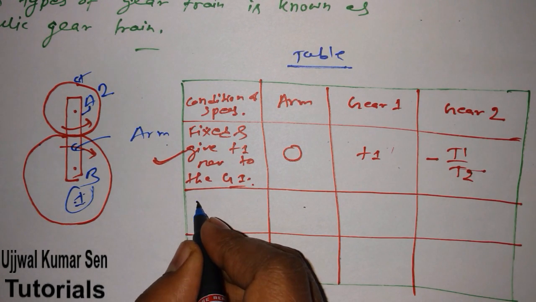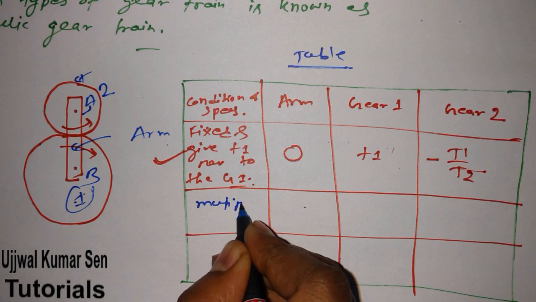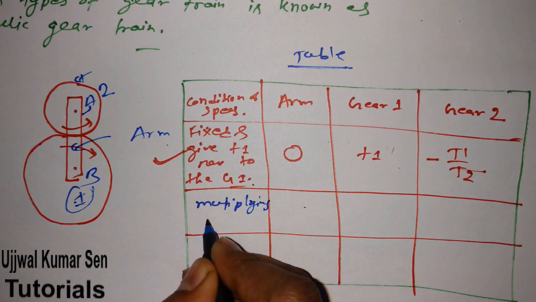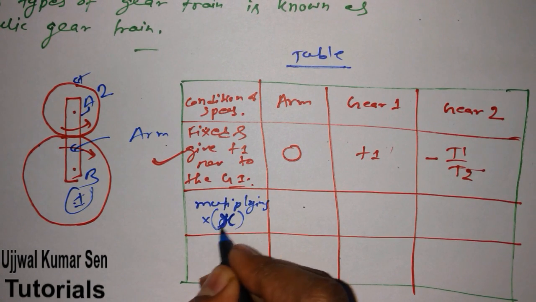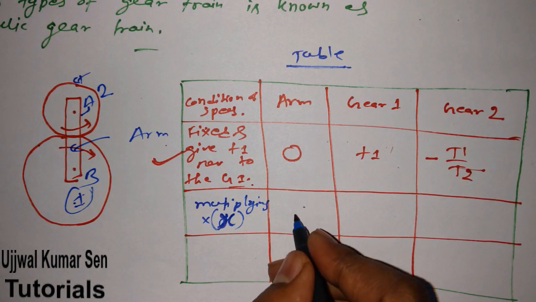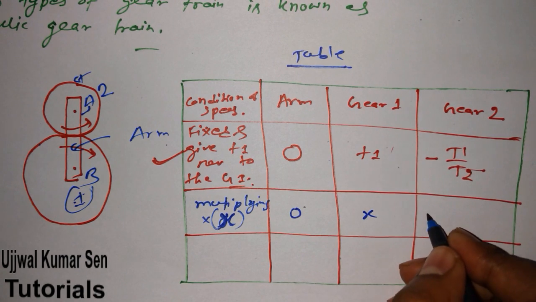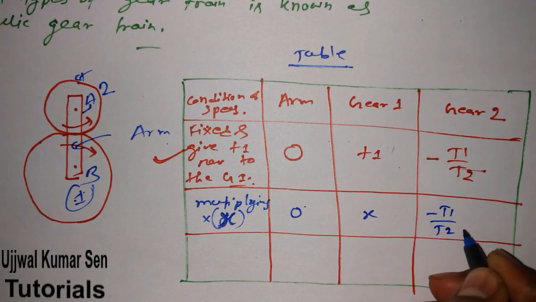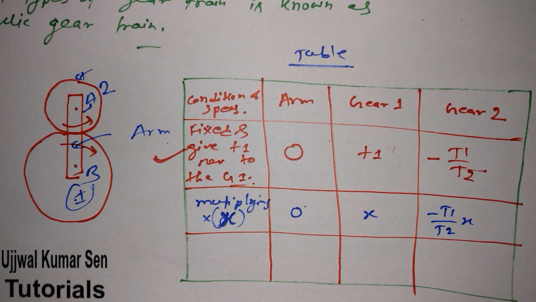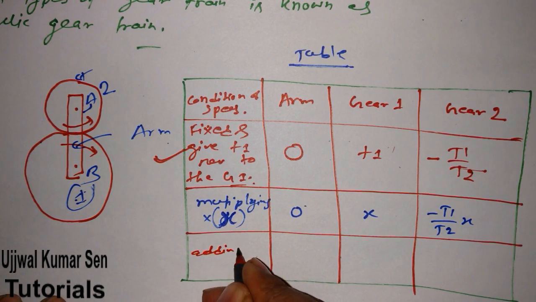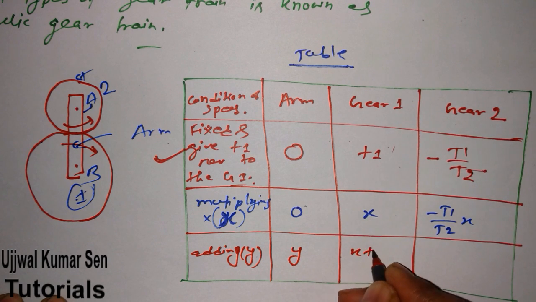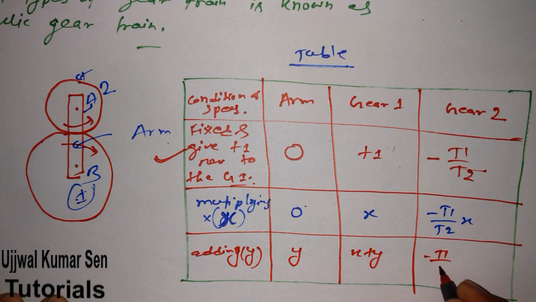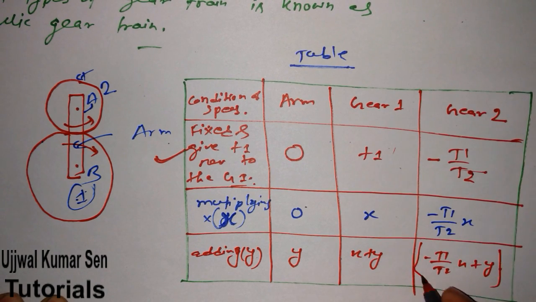What I am doing, basically I am multiplying each term with x, not y. I'll multiply each term with x, then this is 0, this is x, minus T1 by T2 multiplied by x. Now what exactly I am doing, I am adding y. That means this is y, this is x plus y, this is minus T1 by T2 x plus y. Okay, so we can write this.